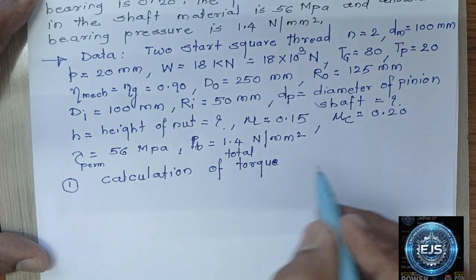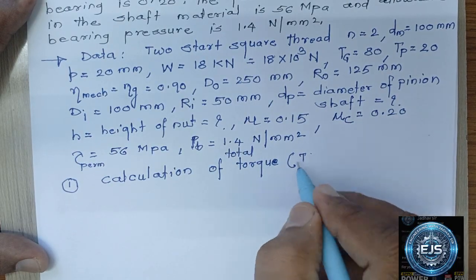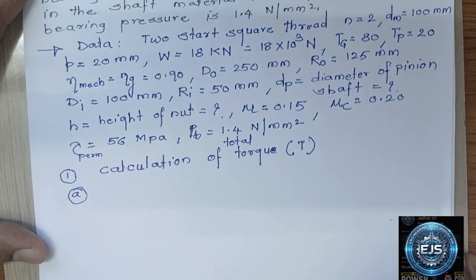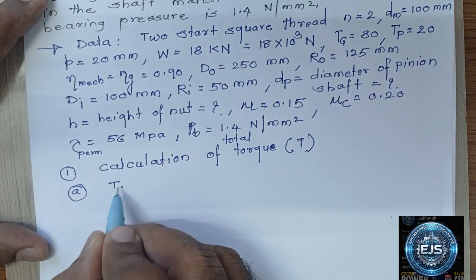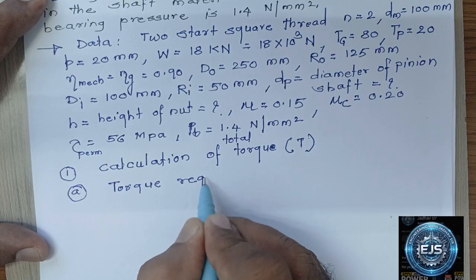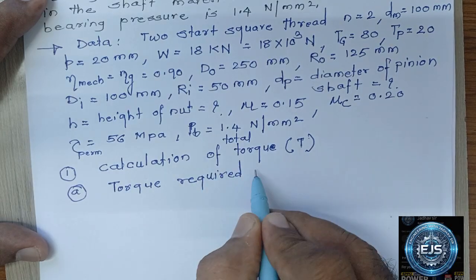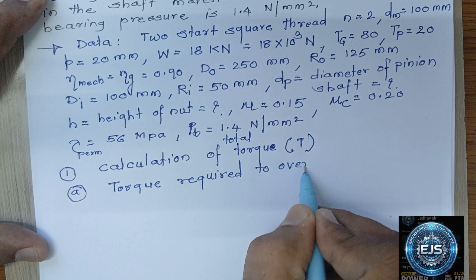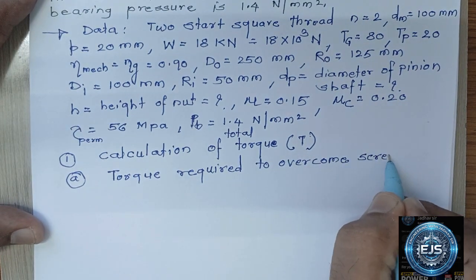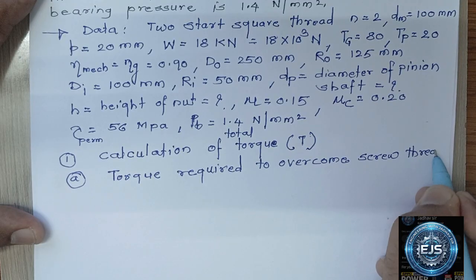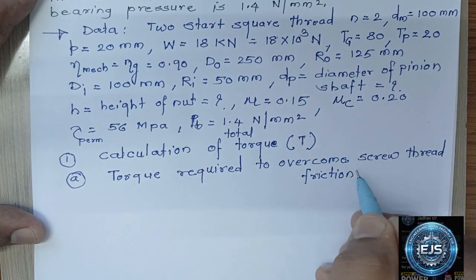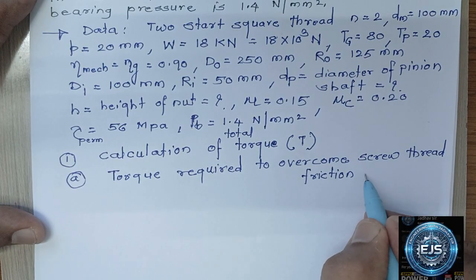While calculating the total torque T, first we have to calculate the torque required to overcome the screw thread friction. In our previous lecture, we solved a problem on this two-start square threaded screw. So the very first torque that we have to calculate is TS.